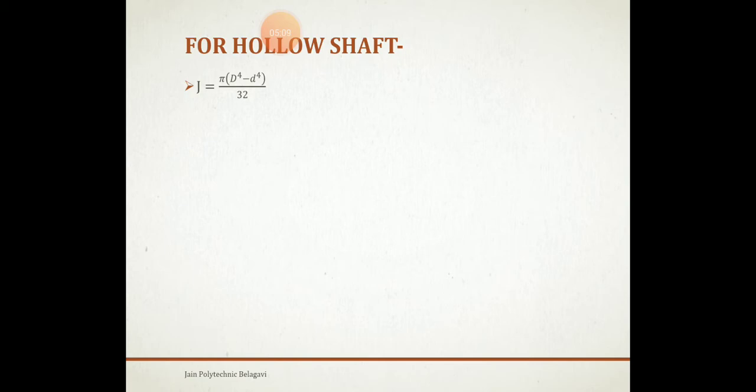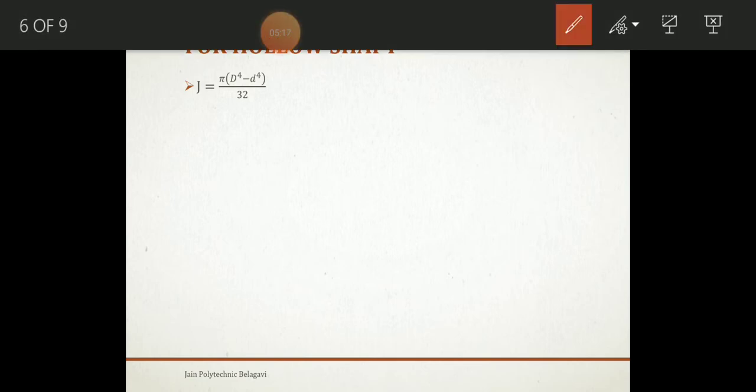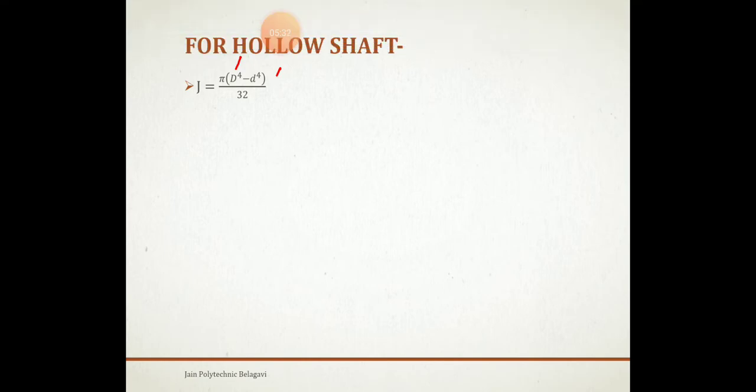Okay, so polar moment, for the solid shaft we have written pi by 32 into d raised to 4. But in case of the hollow shaft, it is pi by 32, which is common, but then it is D raised to 4 minus small d raised to 4, where capital D is the outside diameter of the shaft and small d is the inside diameter of the shaft.